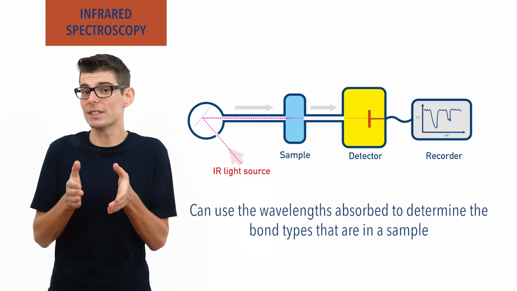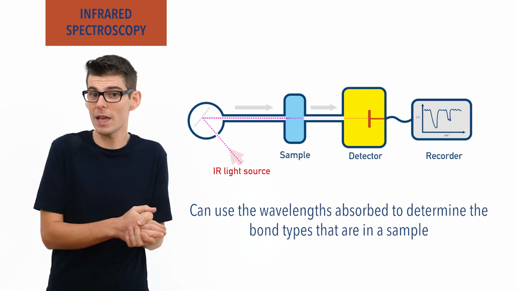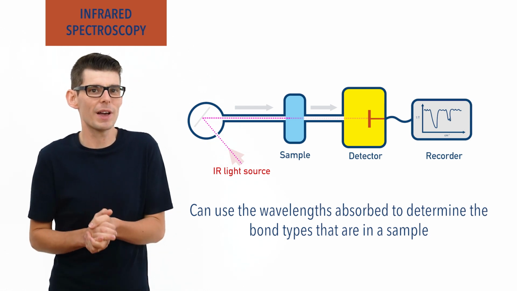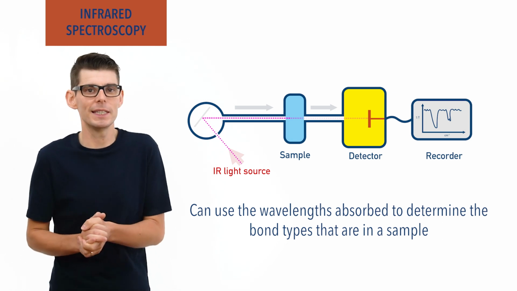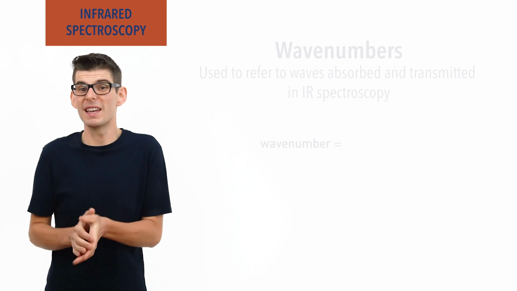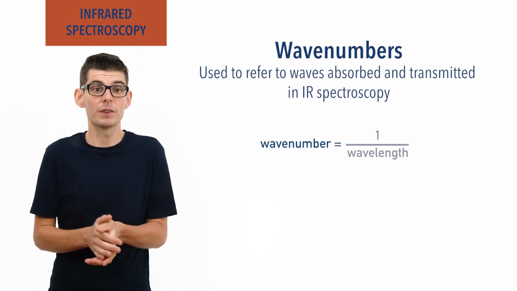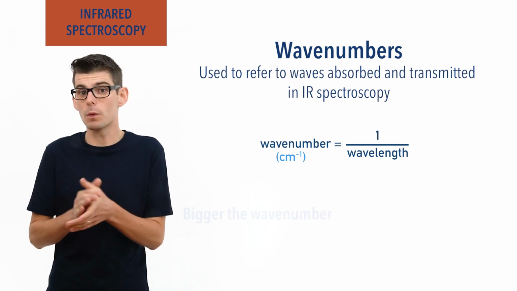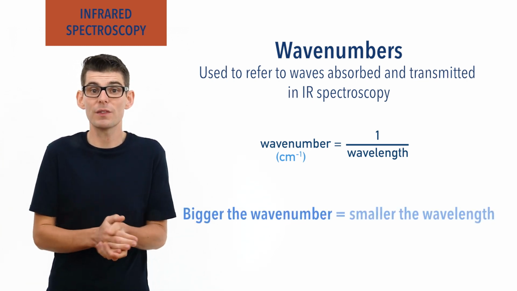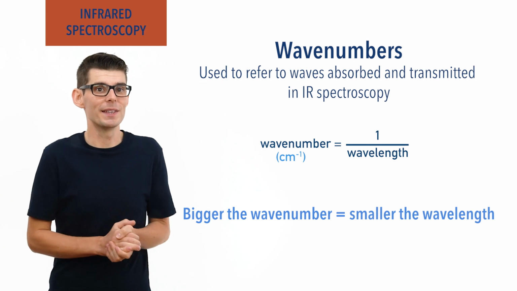Wavelengths are used to distinguish between different infrared waves, however these can be very small values, meaning wave numbers are used instead to make things a little easier. A wave number is just 1 divided by wavelength, with units of centimeter to the -1. The bigger the wave number, the smaller the wavelength and higher the energy of the wave.